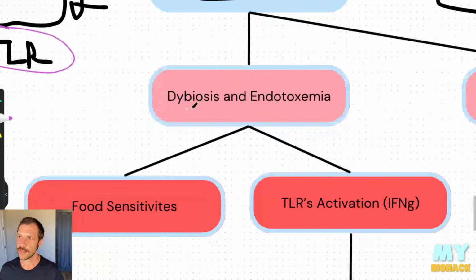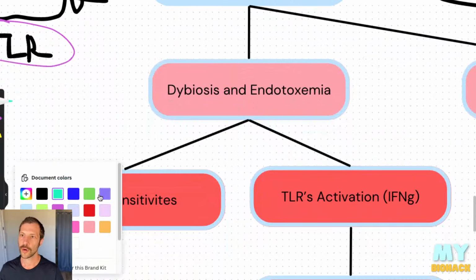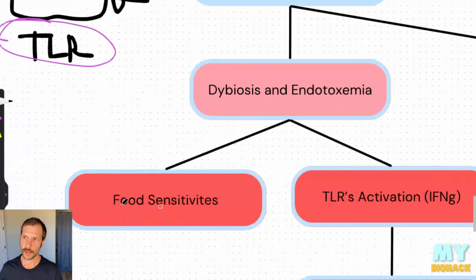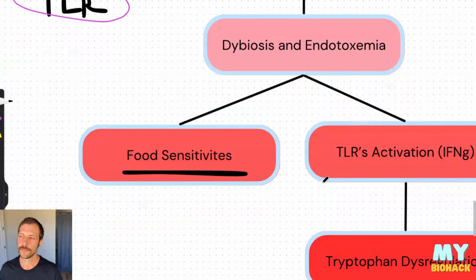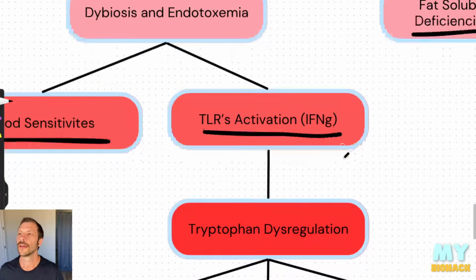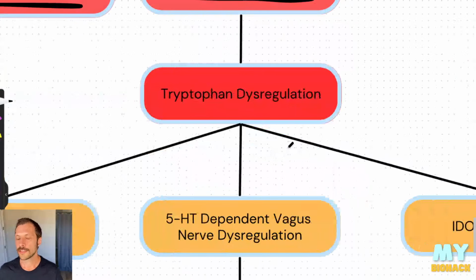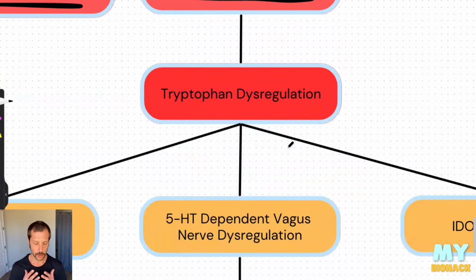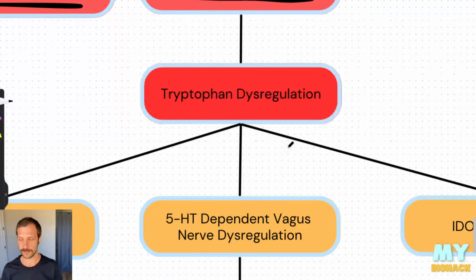The endotoxemia and the dysbiosis lead to people being more sensitive to the food you eat. Food sensitivities activate toll-like receptors. I mean, you can get interferon alpha or interferon gamma. This leads to disruption of your ability to handle tryptophan and convert it into what it needs to be in the body. So tryptophan normally gets converted into serotonin. And you've probably heard of serotonin as being like the happy hormone, which has been debunked.